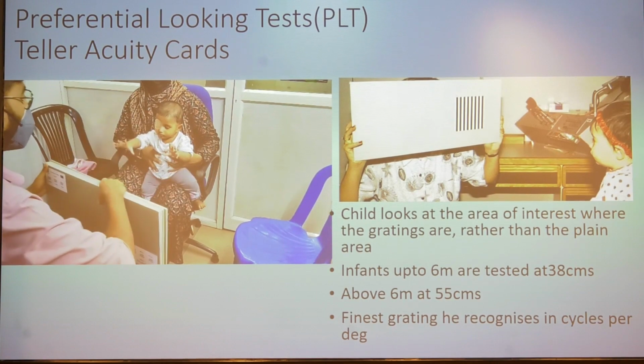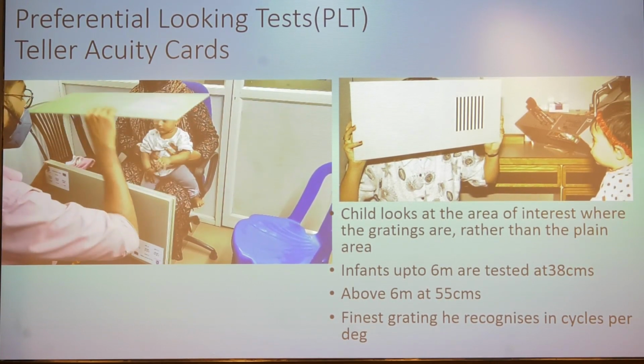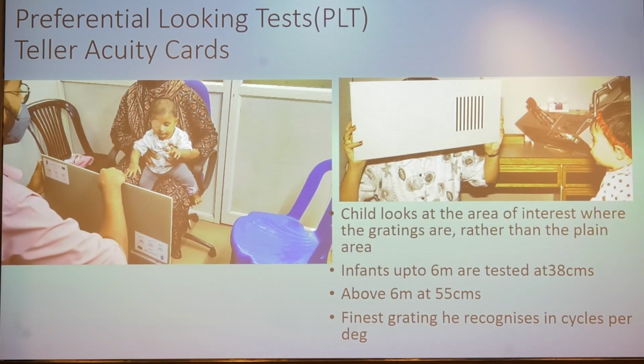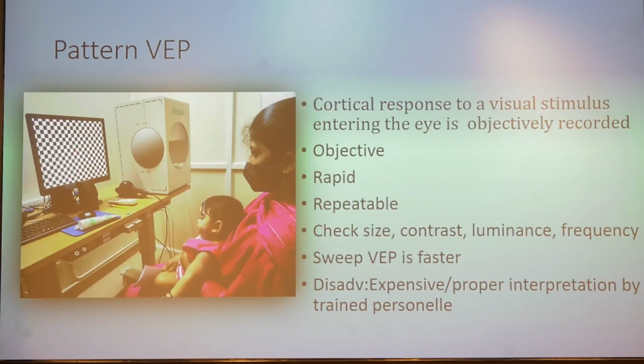And preferential looking test, Teller acuity cards are the most reliable, and we can see at about 38 centimeters for children up to 6 months, and above 6 months at 55 centimeters. The finest grating he recognizes gives the visual acuity. And the other preferential looking tests are the Lea paddles and Cardiff acuity cards. Again, it is a preferential looking where exactly the child is looking at.